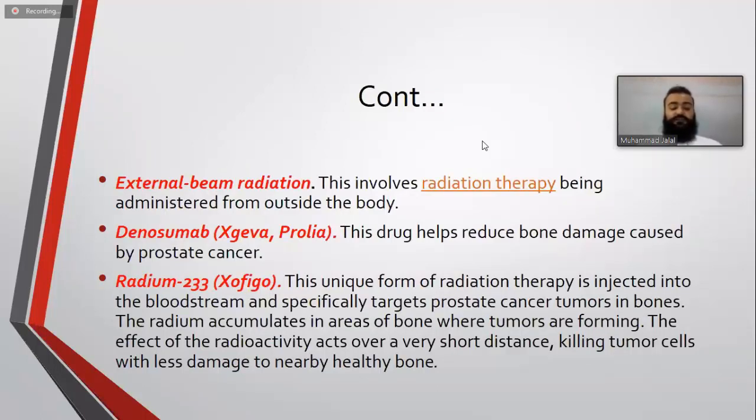Radium-223. This unique form of radiation therapy is injected into the bloodstream and specifically targets prostate cancer tumors in bone. The radium accumulates in areas of bone where tumors are forming. The effect of the radioactivity acts over a very short distance, killing tumor cells with less damage to nearby healthy bones.